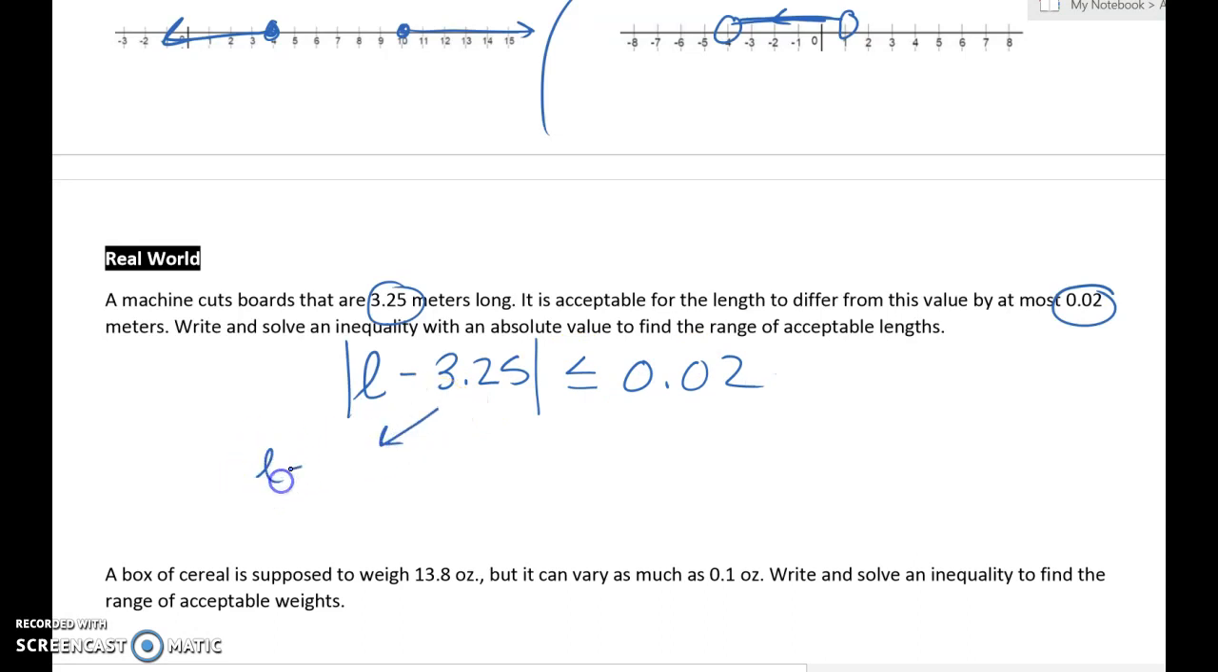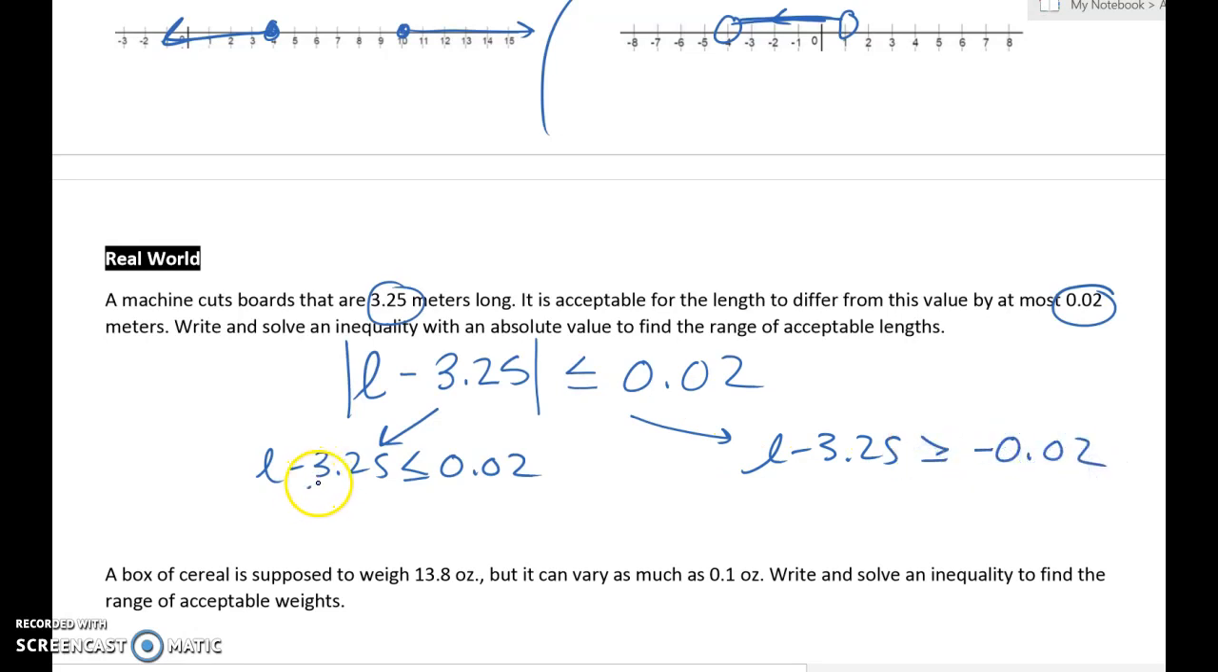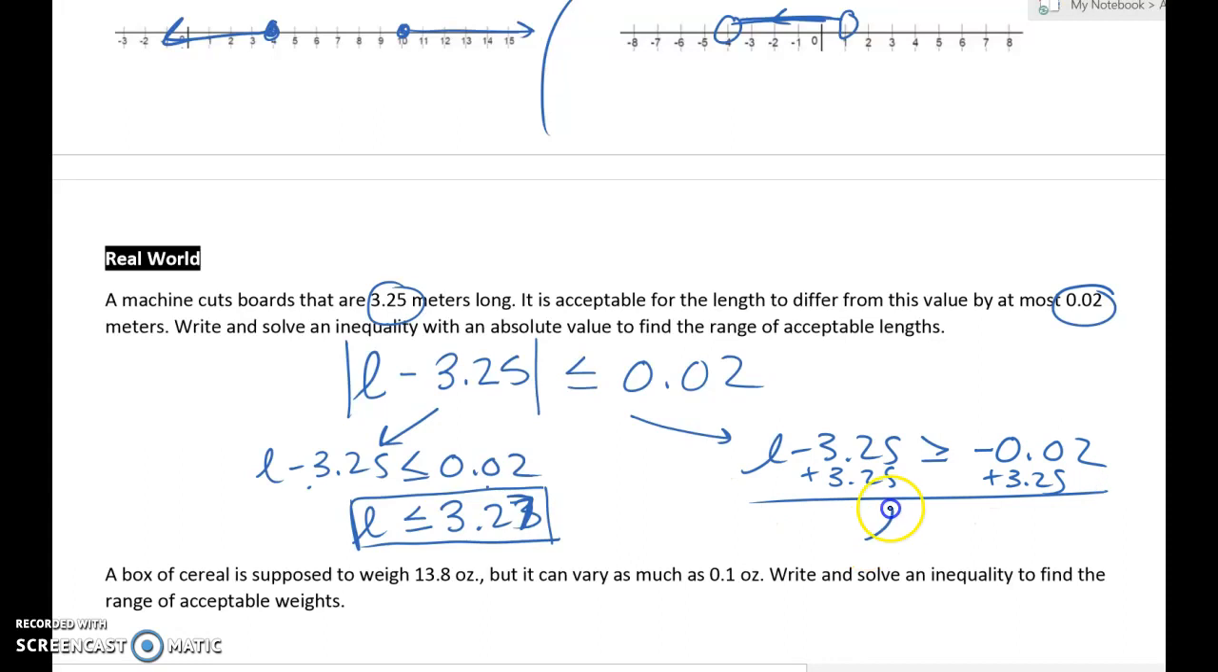And if we split this, L minus 3.25 is less than or equal to 0.02. And L minus 3.25, flip the sign, greater than or equal to, and make this negative 0.02. If we add 3.25 to both sides, we end up with L is less than or equal to 3.27. On the other side, we add 3.25, and L is greater than or equal to 3.23.